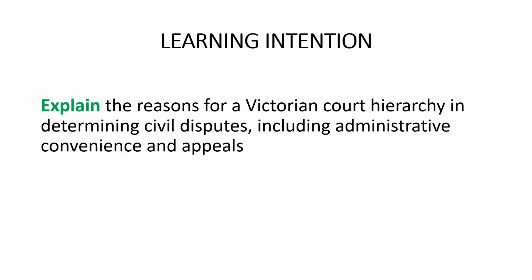That brings us to the end of this video on the Victorian civil court hierarchy. You should now be able to explain the reasons for a Victorian court hierarchy in determining civil disputes, including administrative convenience and appeals. Remember, there's one more thing that you have to do. Please make sure that you read the pages from the textbook referred to on the first slide. And if you find any additional information from those pages that you think is useful, make sure you supplement your Cornell notes with that additional information.